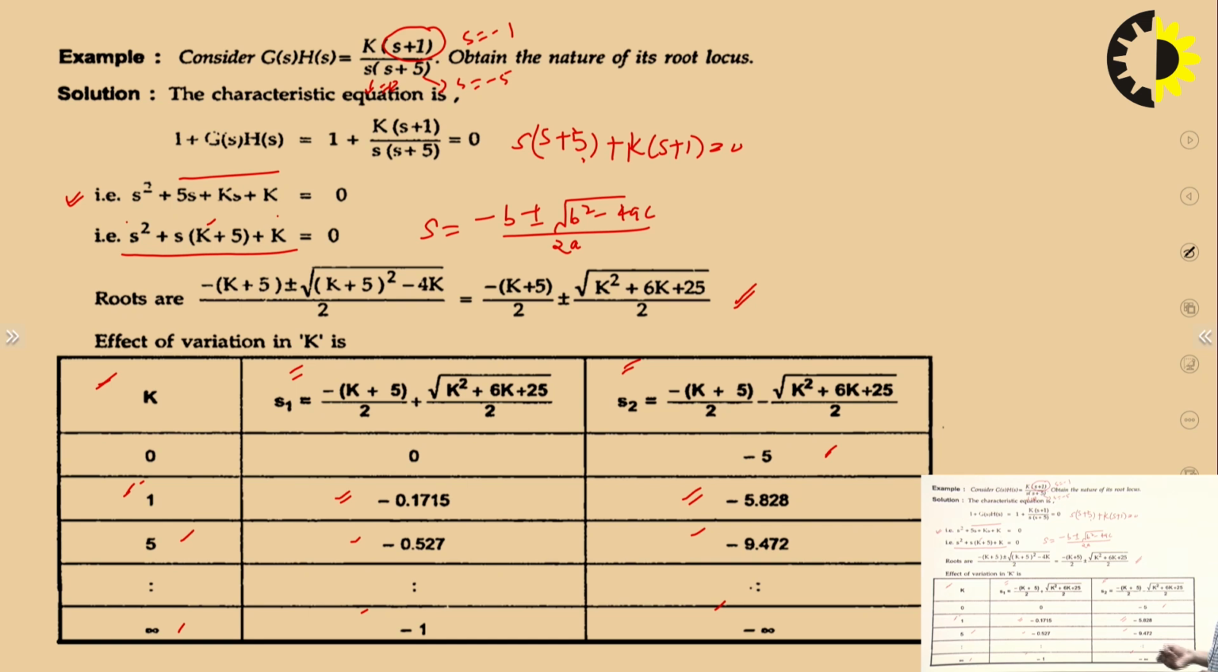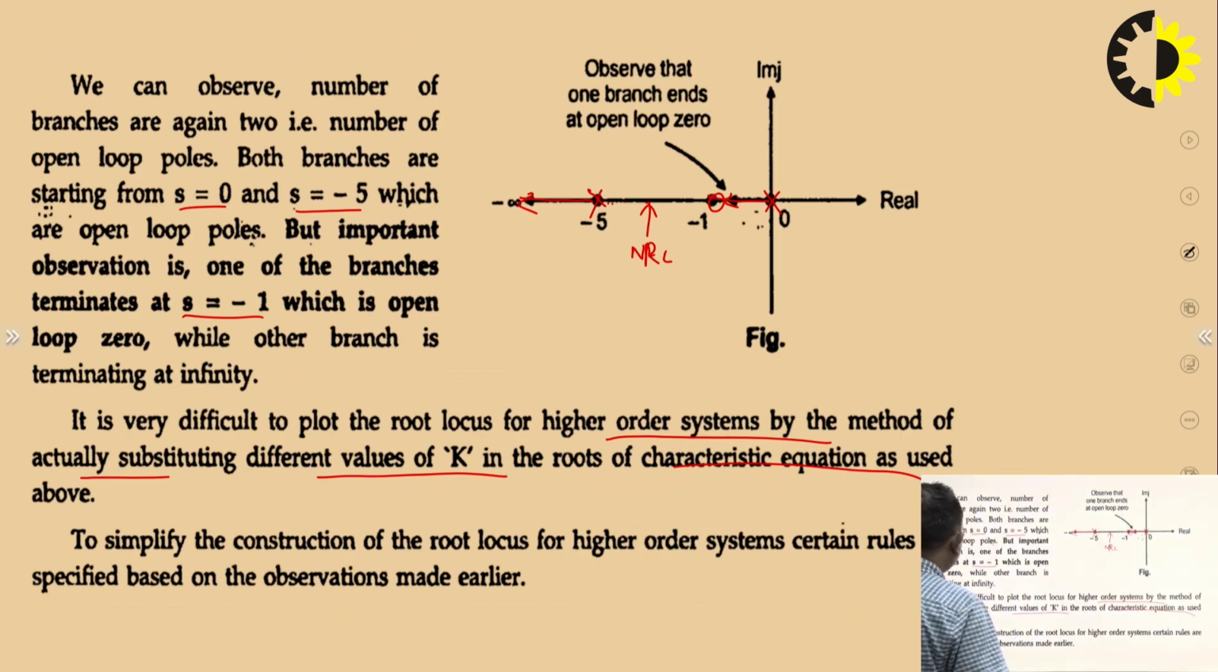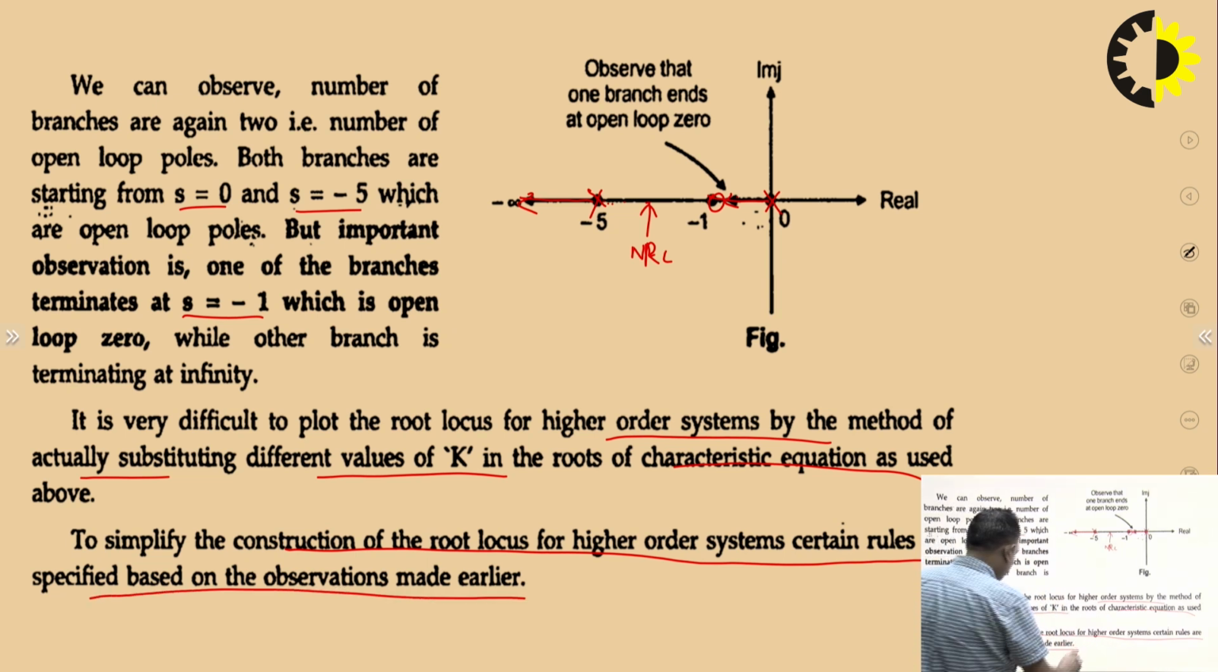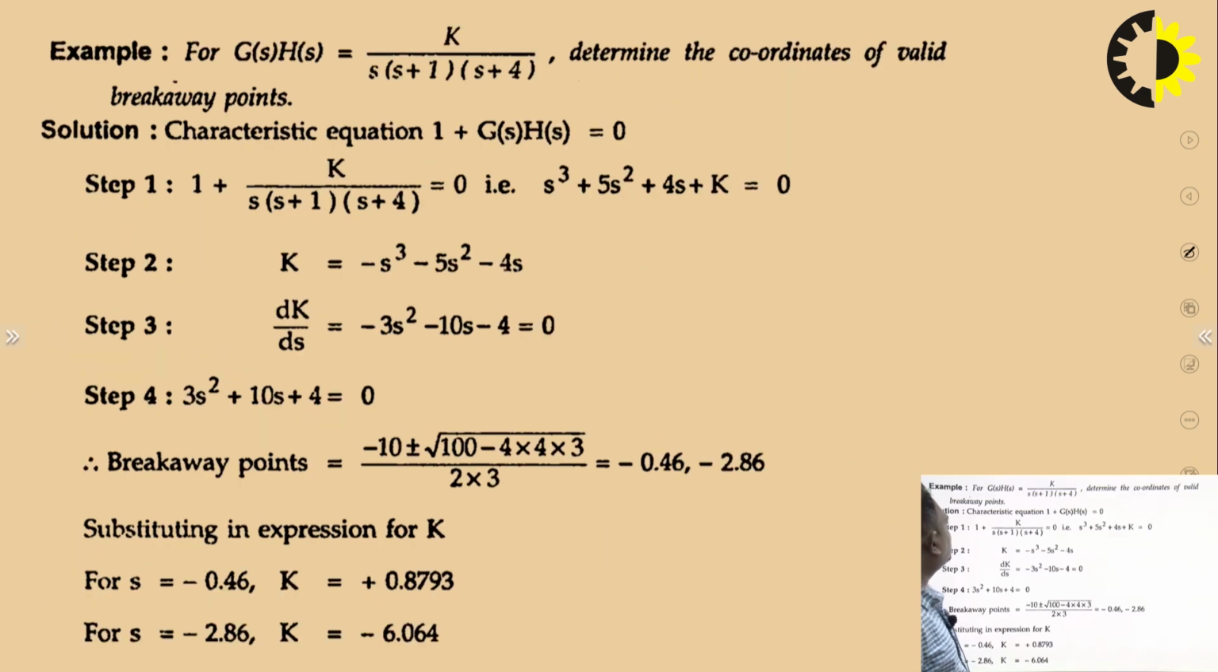Then it is very difficult that we can solve it using this method, and then we can easily plot it. So rather than doing this, we have certain rules. To simplify the construction of the root locus for higher order systems, certain rules are specified based on the observations made earlier. There are many rules that we have to use to obtain the root locus for finding out the stability. Okay, so let us take another problem.